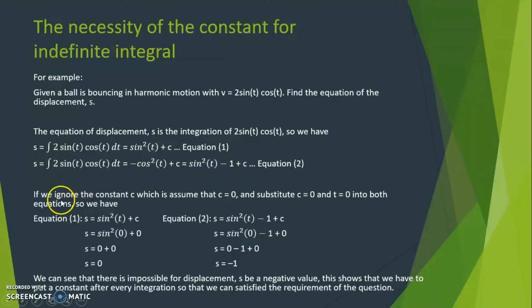Then if we ignore the constant c, which is assuming that c is equal to 0, when t is equal to 0, we get the displacement which is equal to 0 for equation 1 and negative 1 for equation 2. We know that displacement cannot be a negative value, so we can satisfy the requirement of the question.